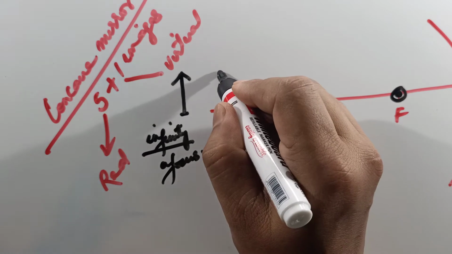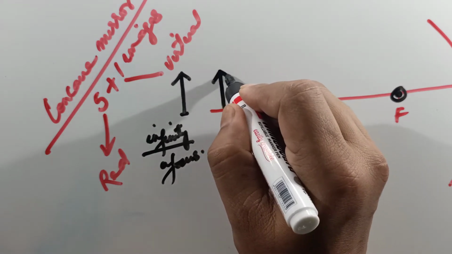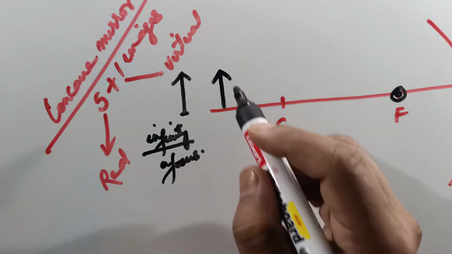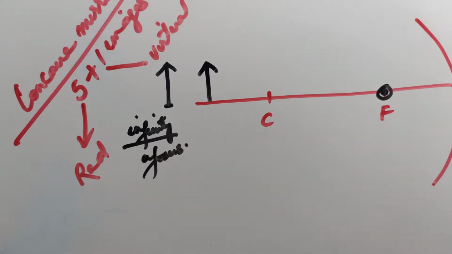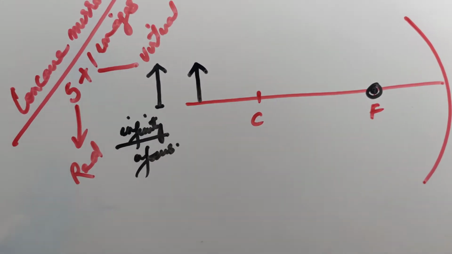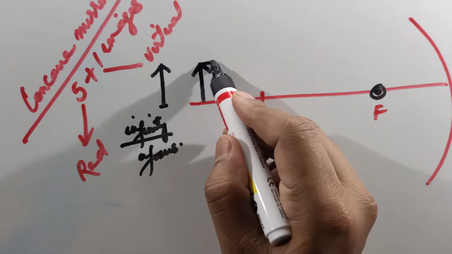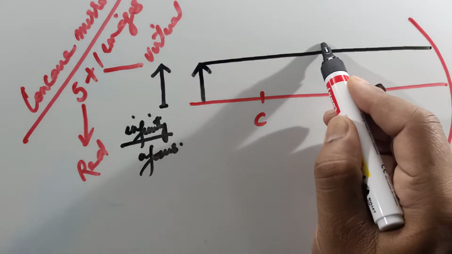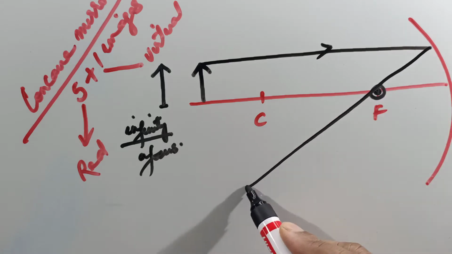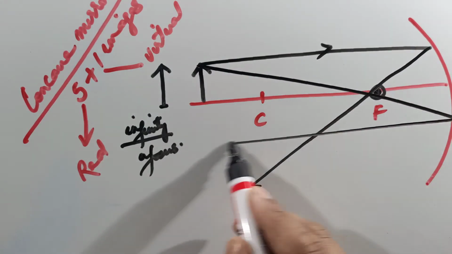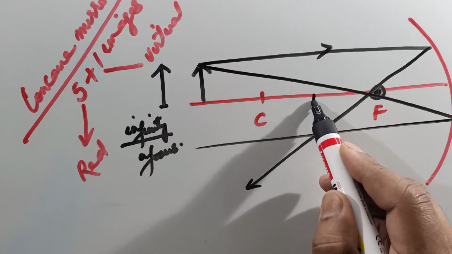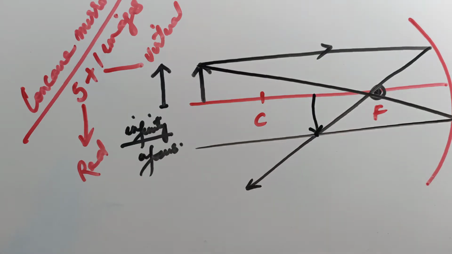Then from there, we moved to behind C. If the object is kept behind C, the ray of light travels parallel to the principal axis, and after reflection passes through the focus. You can take another ray of light passing through the focus, and then you find the image is formed between C and F.